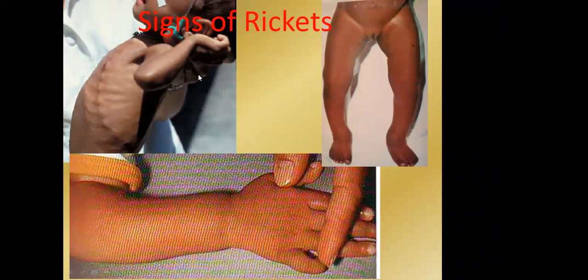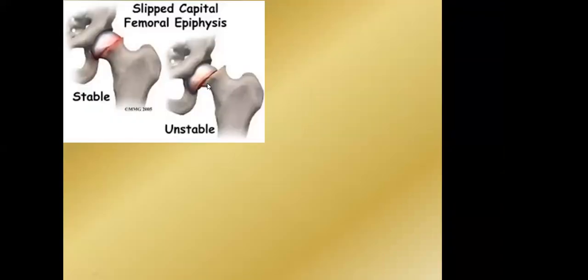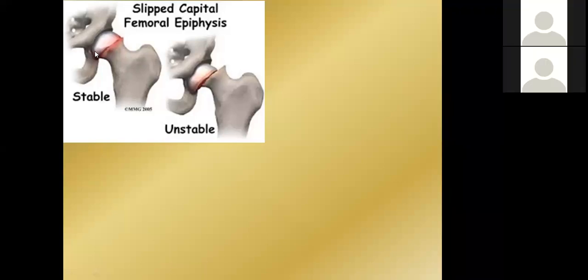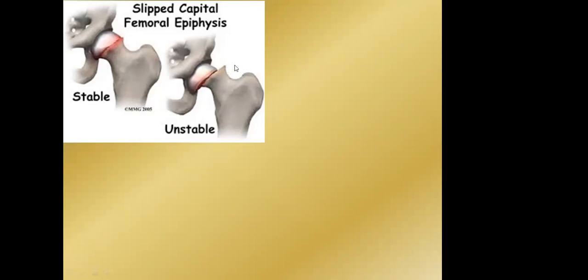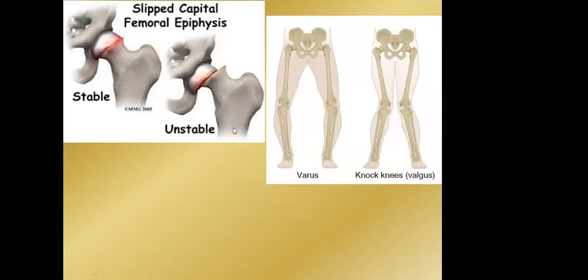In slipped capital femoral epiphysis, the epiphysis spontaneously slips and separates, either stable or unstable. This is the unstable form, and this is a stable form, and if not corrected, it will result in ischemia of the head of the femur and damage to the hip joint. So this is a slipped capital epiphysis, this is varus deformity or bow leg, and this is knock knee, or valgus deformity.